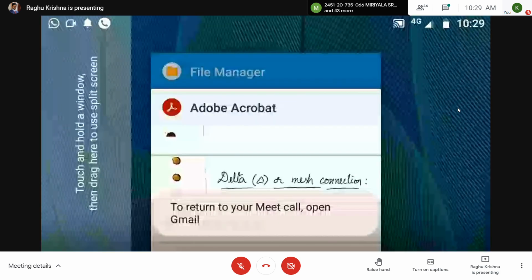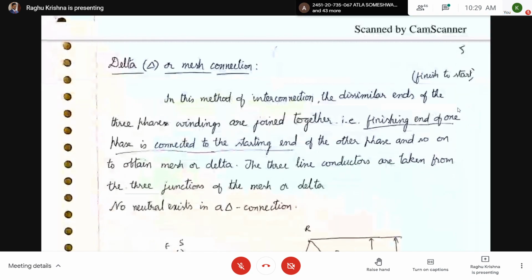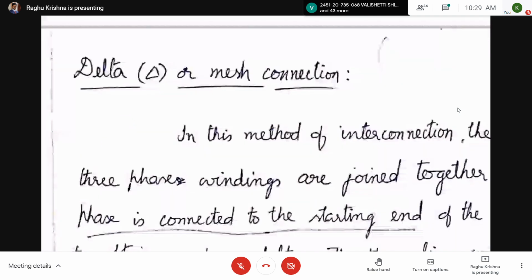Delta is represented by this capital delta. Delta can be represented with a triangle, that is the Greek letter capital delta. A delta connection is also called a mesh connection. Delta connection or mesh connection, both are the same.